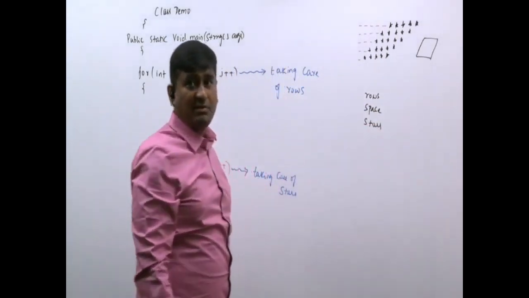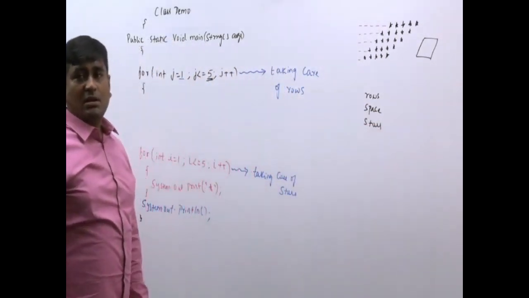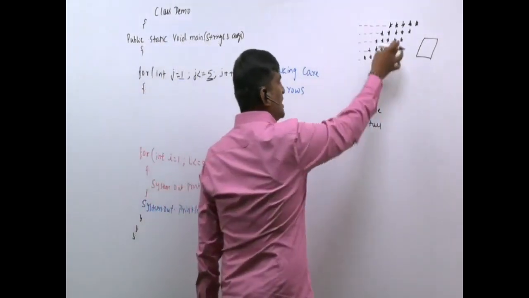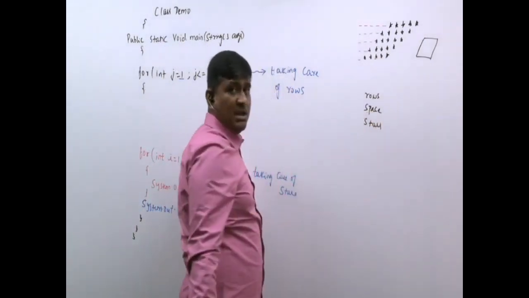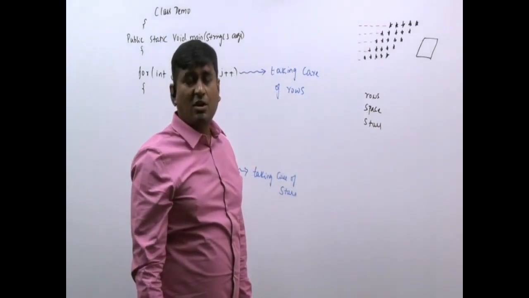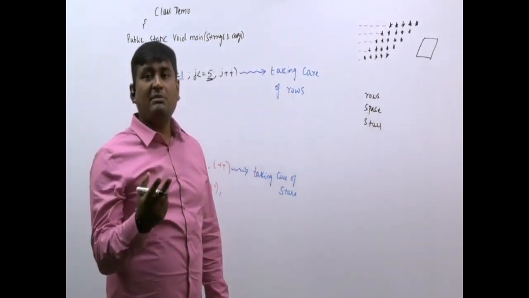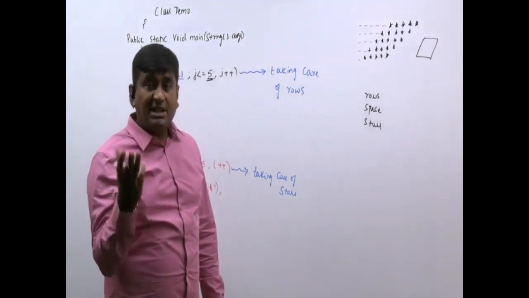Apart from that, any other information is there? Just have a look at it. How many rows are there? 5 rows are there. And in each row, I have space also, stars also. So totally, how many dimensions did I get from this diagram? 3 dimensions. And I told you, whenever you have 2 dimensions, 2 for loops. 3 dimensions, 3 for loops.